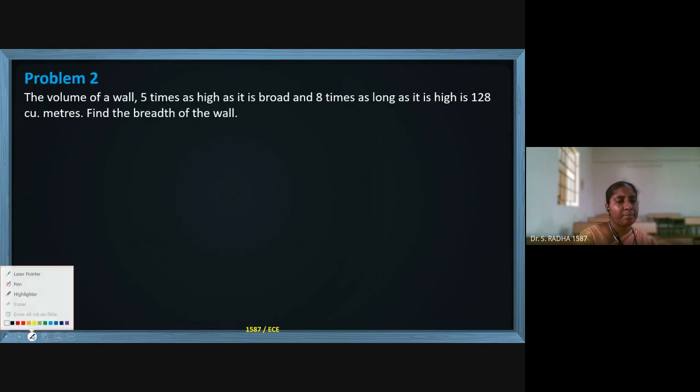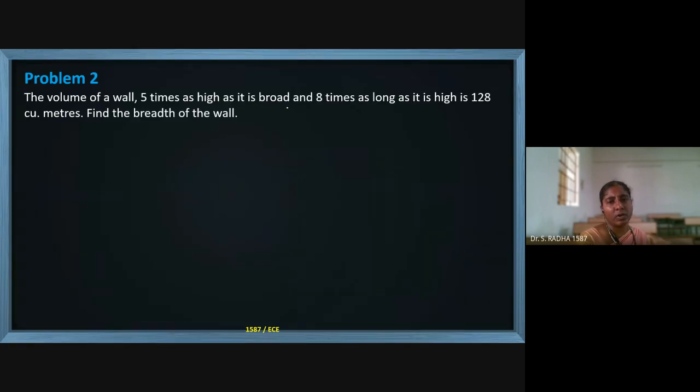The volume of a wall, 5 times as high as it is broad and 8 times as long as it is high, is 128 cubic meters. Find the breadth of the wall.